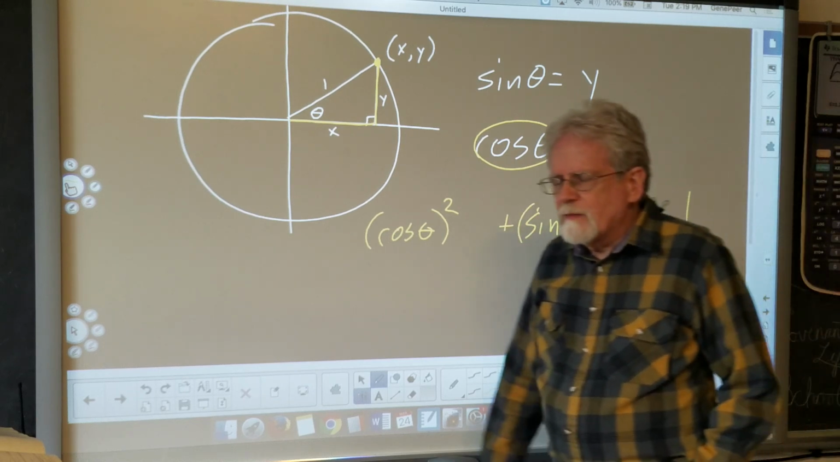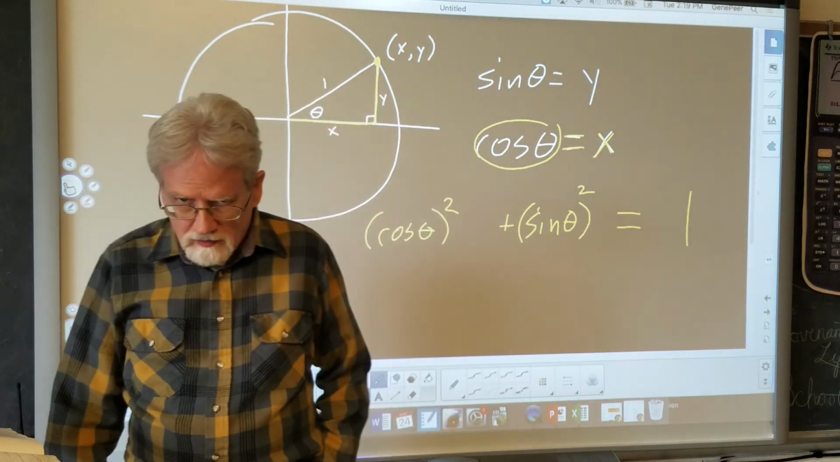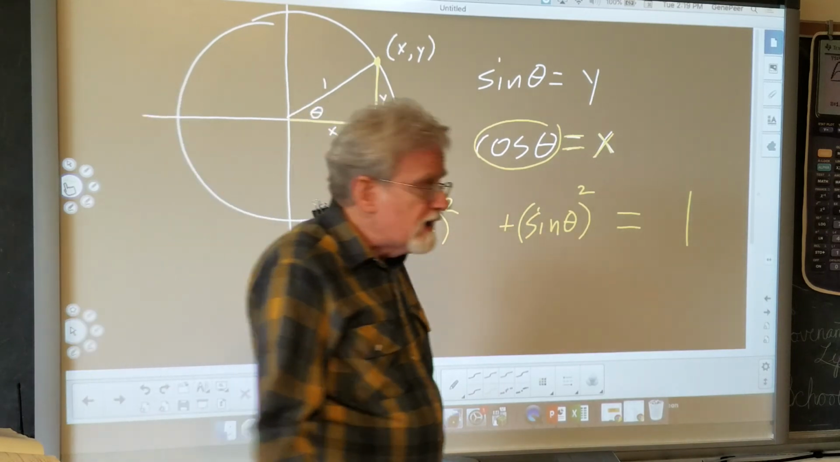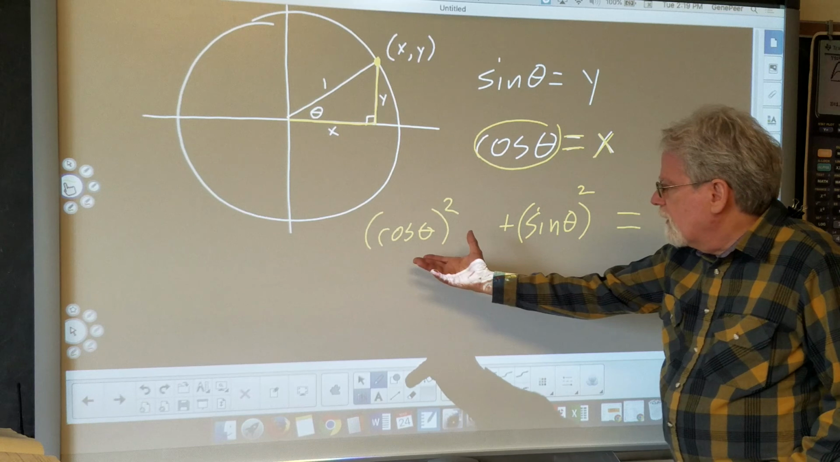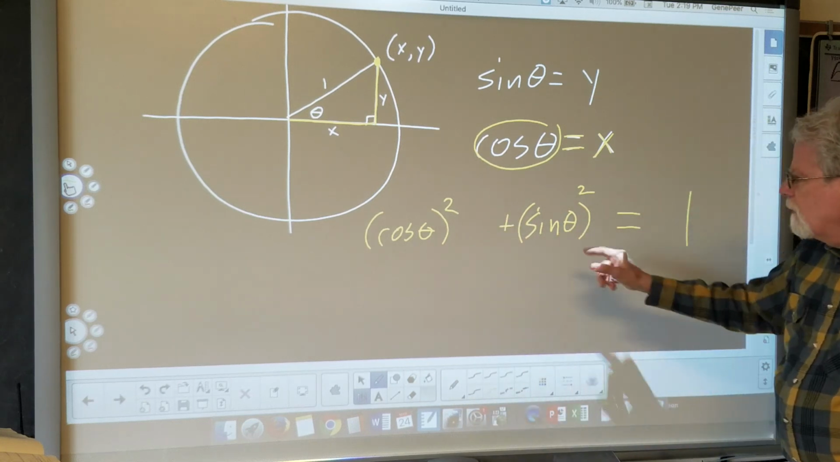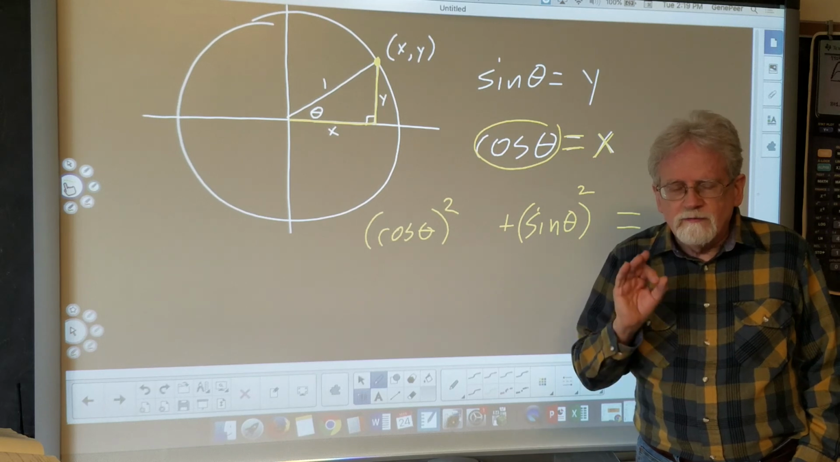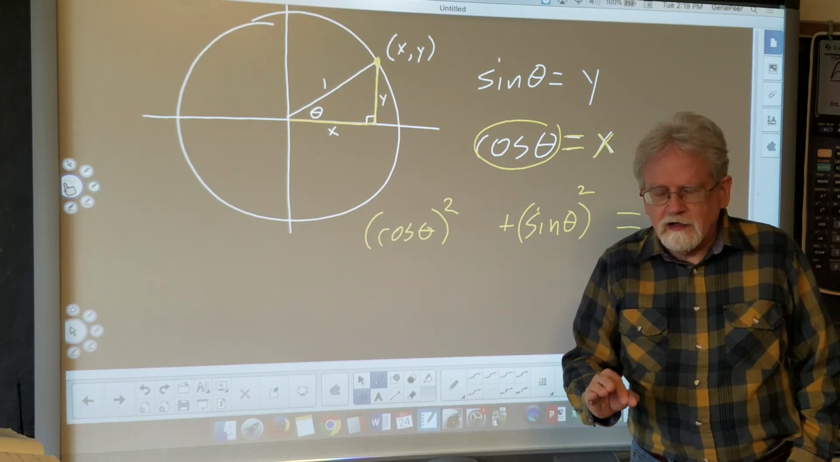And there we have a very important trigonometric identity that you have to memorize, but it's not hard to remember. And that is that cosine theta squared plus sine theta squared equals 1. A critical, fundamental trigonometric identity that you have to know.